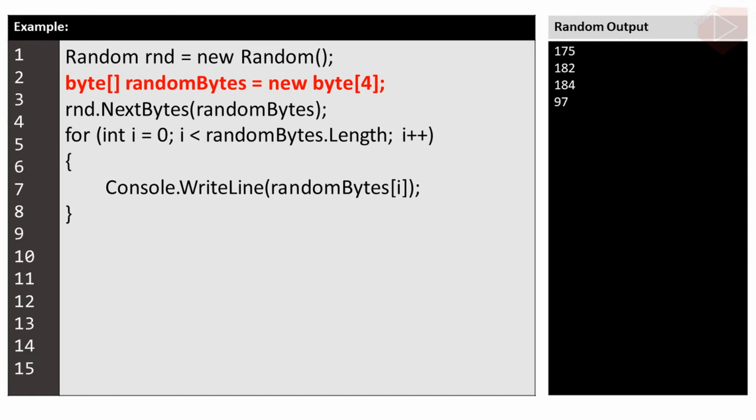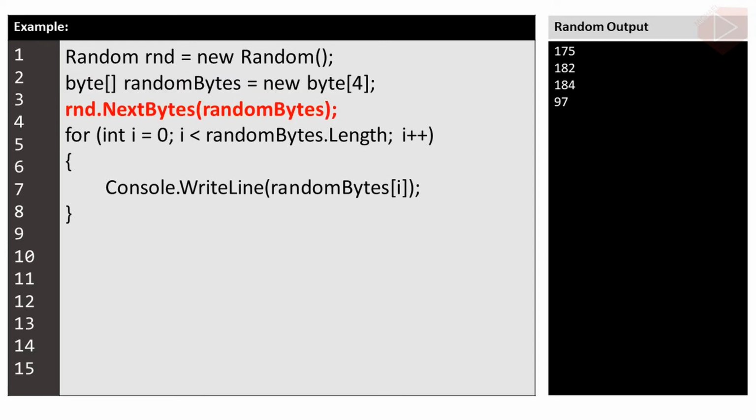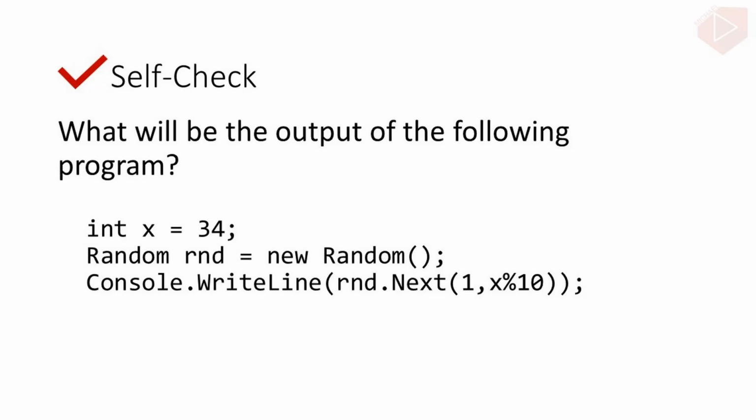In this example, we must first declare an array with a byte data type. Then pass it to the NextBytes method of the Random object. 1 byte is equal to 8 bits of data, and this will be able to store a number between 0 to 255. For our self-check, what will be the possible range output of the following code? You can comment your answer down below.